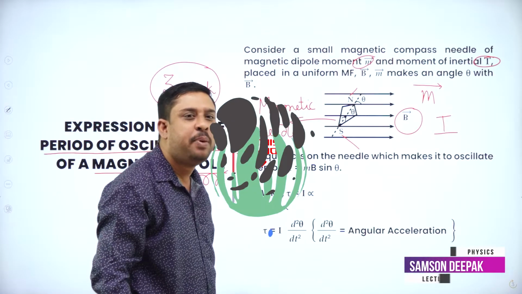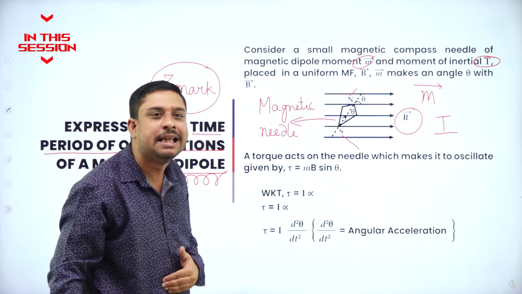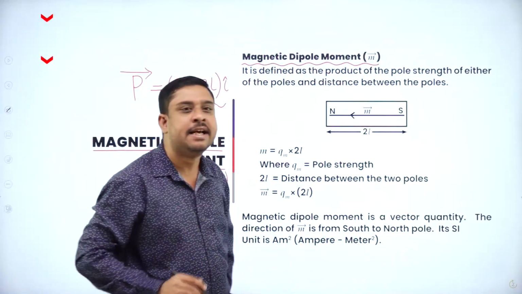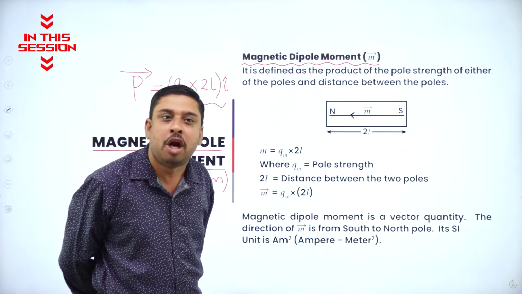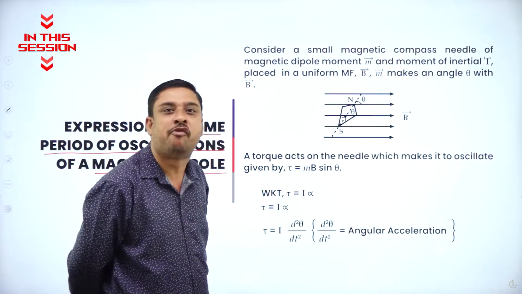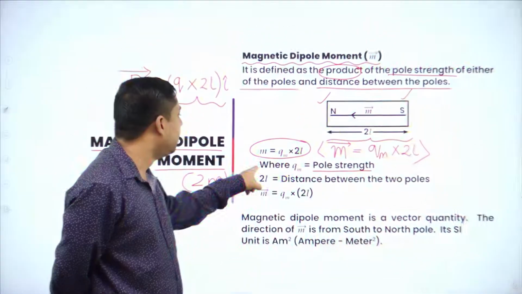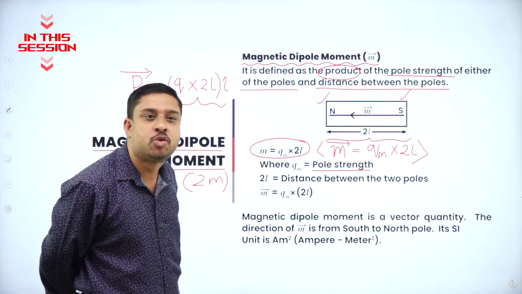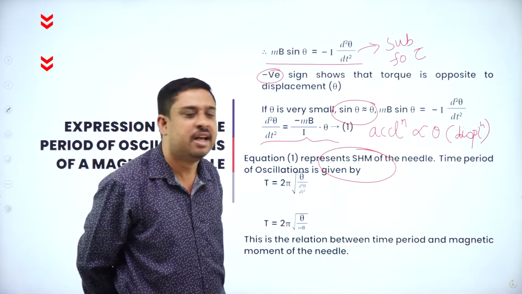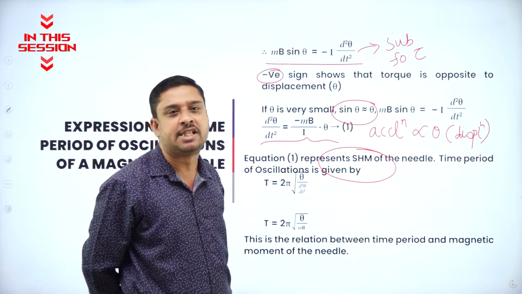which is placed in a magnetic field of strength B, we define something called magnetic dipole moment. Period of oscillations of a simple pendulum, and 2L is the distance between the two poles. Angular acceleration is directly proportional to displacement.